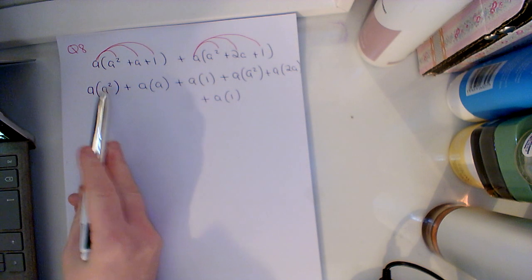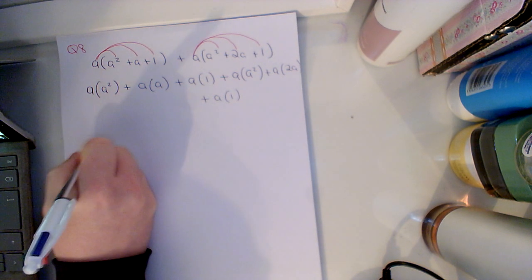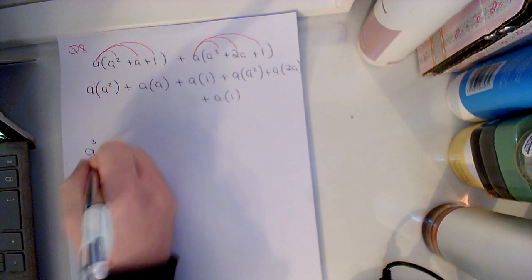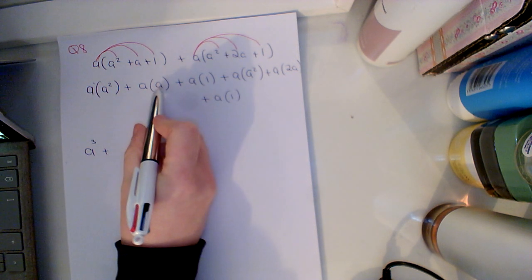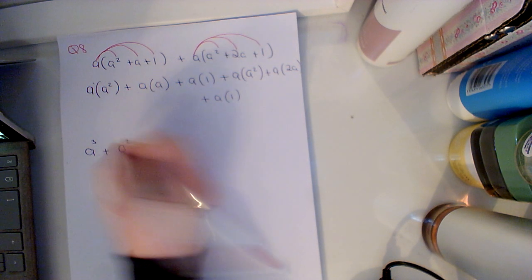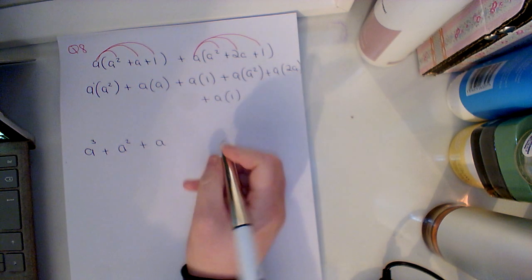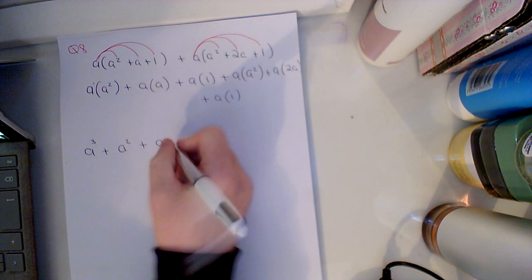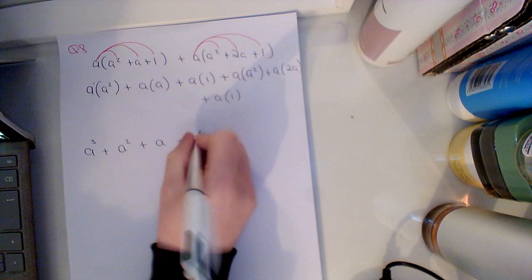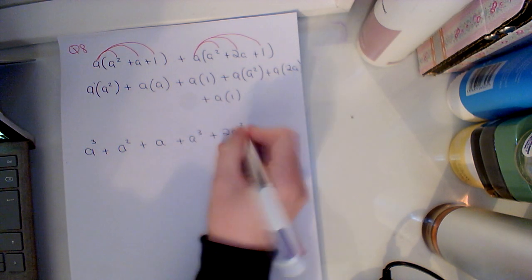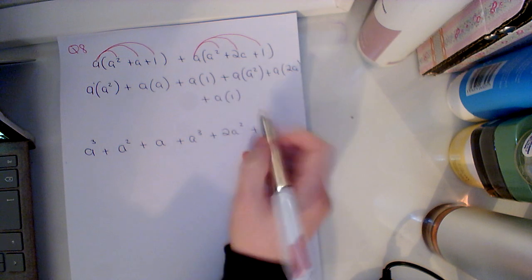So a times a squared, I keep my base and I add my powers. So it's going to be a cubed, plus a by a gives me a squared. A times 1 is a, or 1a. A times a squared is a cubed. A times 2a is 2a squared. And then a times 1 is just a.